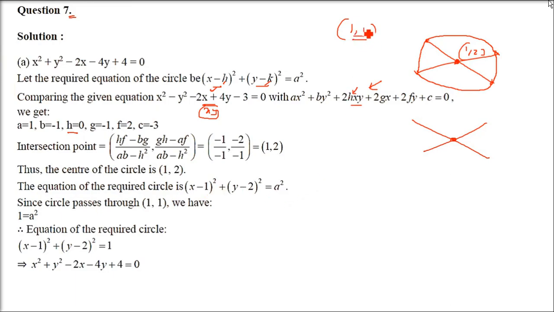Still one thing is remaining. It is passing through 1, 1. So put x as 1, y as 1. When you put x and y as 1, you get a square, or a is 1 here. Now finally put it in this equation. You'll get the equation of the circle. Open this, and the option A is correct.